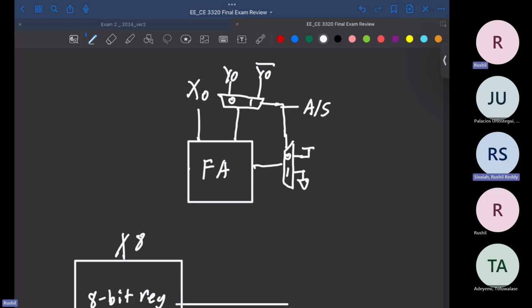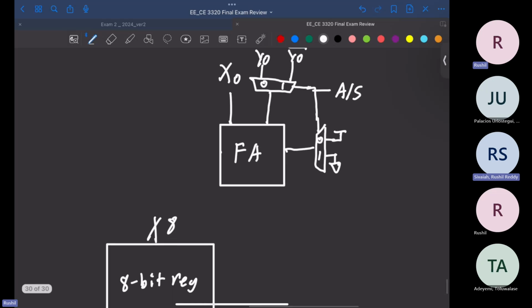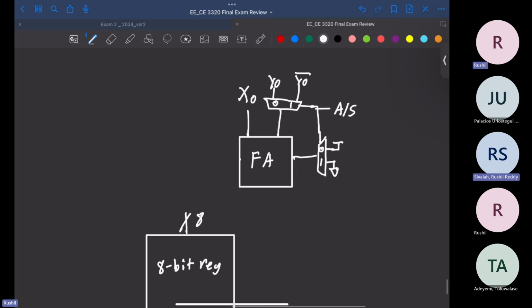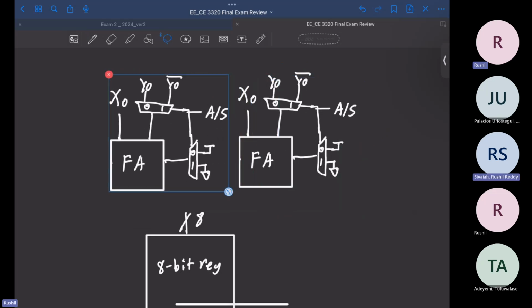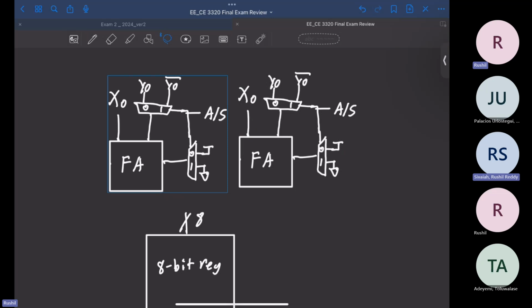What's the second mux? Let me finish this and I'll do that. So I'm gonna just copy this. Okay. So now we can erase this. Oops.